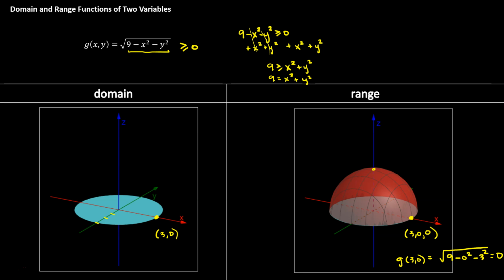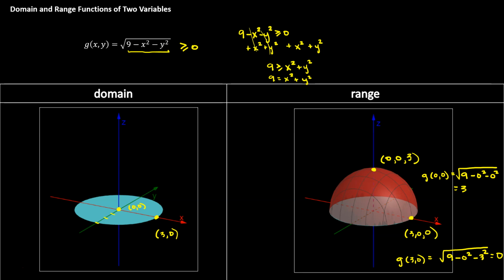Notice that the largest z-value would be at the top of the dome. That comes from plugging the point 0, 0 from the domain into the function. So that point on top would be like x equals 0, y equals 0, g with 0, 0 plugged in. And if we plug 0, 0 into g, we would get the square root of 9 minus 0 squared minus 0 squared, which just looks like the square root of 9, or 3. So g of 0, 0 is just 3.